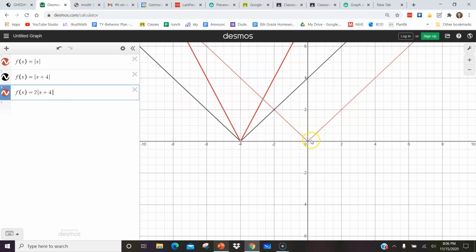So here's my parent function right here. I shifted him over to the left 4 units by having plus 4, let's say x minus a negative 4, going to the left 4 units. Now, when I double it, it's going to get stretched. It's a vertical stretch coming up through here. He's getting skinnier, getting pulled up. He's going to go twice as fast.